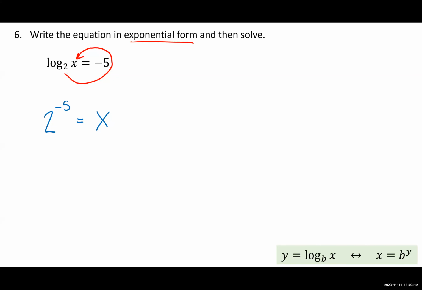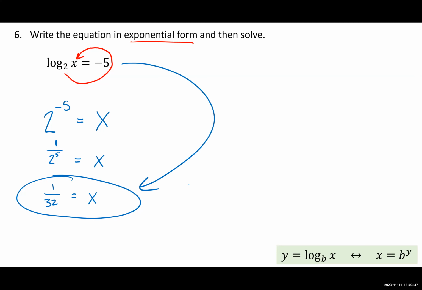Conventionally, though, we don't want to leave negative exponents as our final answer. So let's simplify 2 to the -5 power. Remember, a negative sign in an exponent means reciprocal. So that's 1 over 2 to the power of 5. And 2 to the 5th power, that's 2 times 2 times 2 times 2 times 2. 5 2s will give us 32. So solve for x, 1 over 32.